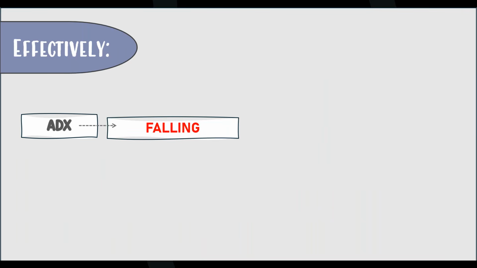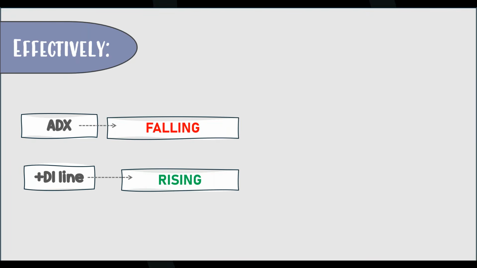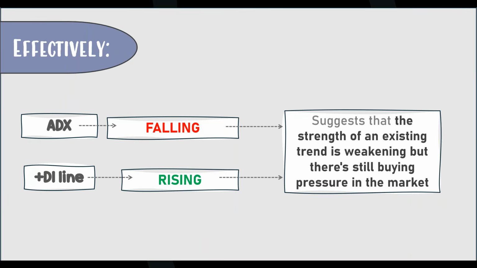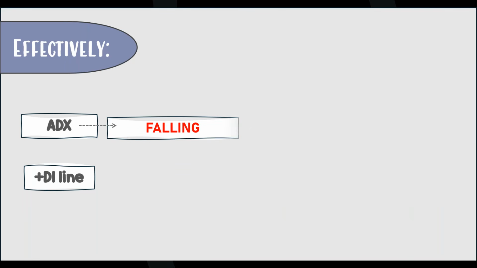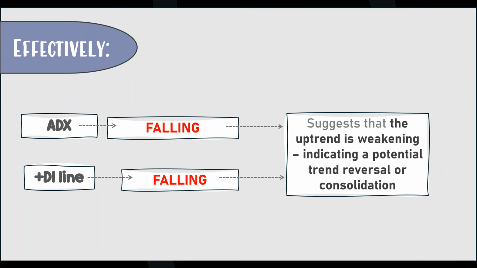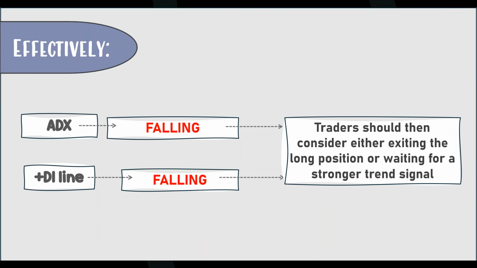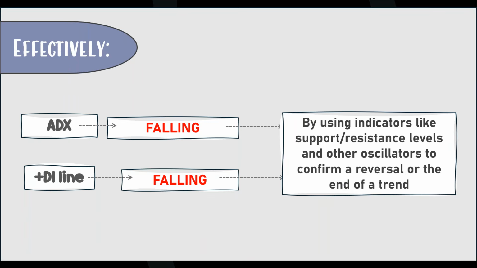Effectively, if the ADX line is falling but your plus DI is rising, it doesn't mean you shouldn't get into the position. It just suggests that the strength of the existing trend is weakening, but there's buying momentum coming in, because that's what you want to know. Is there buying momentum coming in? And if they're both falling, then it means there is a complete change in sentiment or trend. Then traders should consider selling.